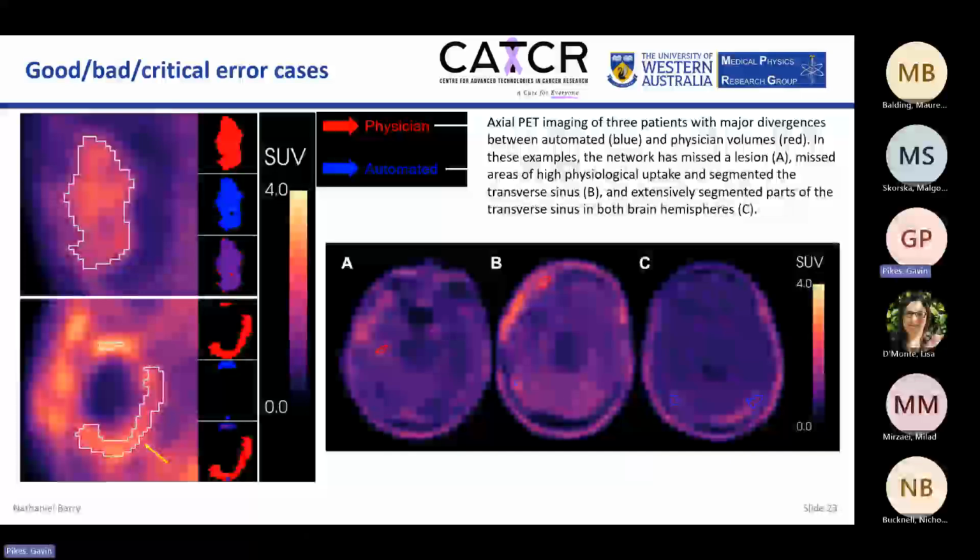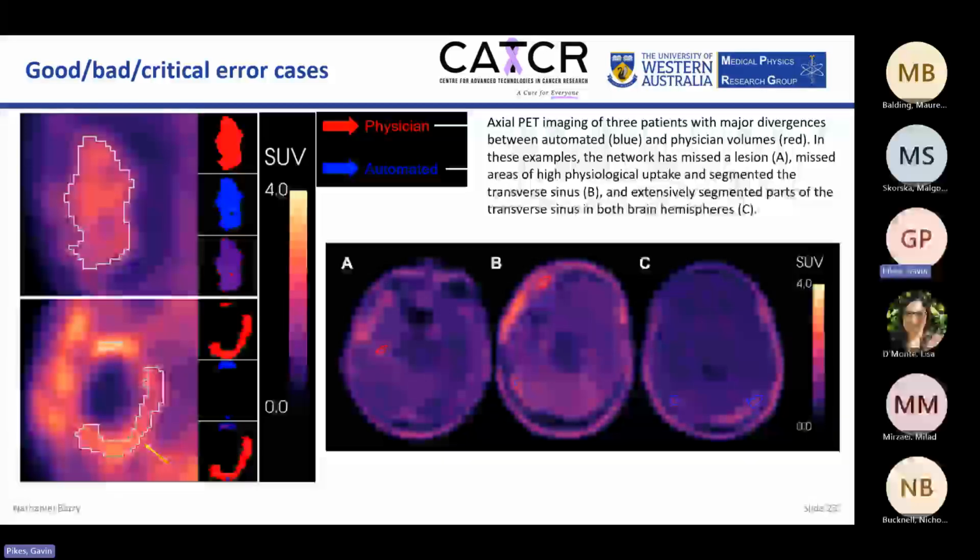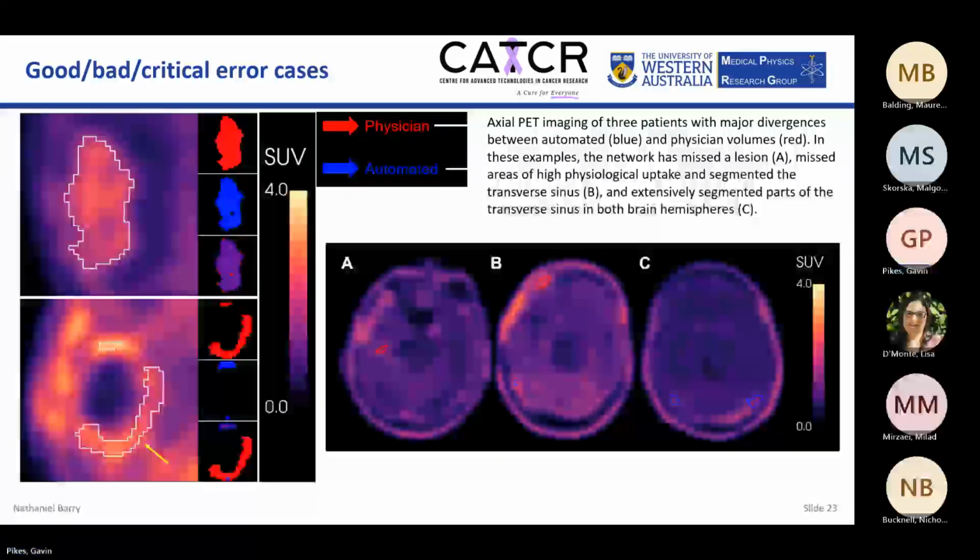Now, just looking at some example cases, what are some good segmentations, bad segmentations, and also some critical error cases? So the top left example is a good segmentation, pretty conformal. On the bottom, the automatic segmentation network has only segmented quite a small portion of the tumor compared to the clinician, but I will iterate that the additional portion where the yellow arrow is was added in manually after the thresholding process by the clinician.